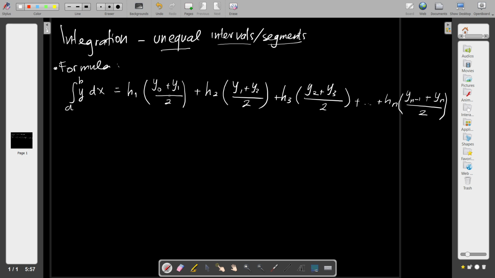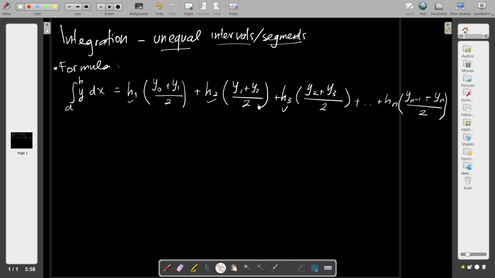The most interesting part of this formula is that we have a lot of h's. We have h1, h2, h3, and so many h's. This is the basic difference between the unequal interval numerical methods compared to other integration methods, because in previous methods we only have one h, but in this case we have a lot of values of h.